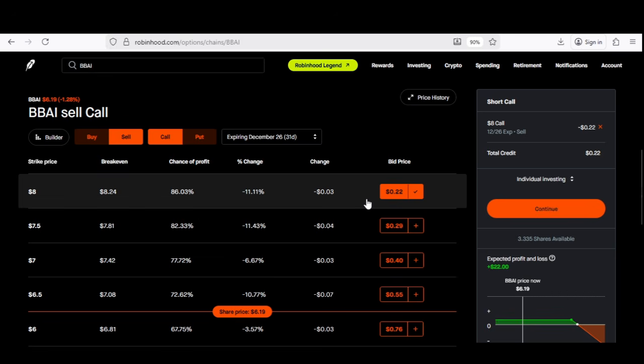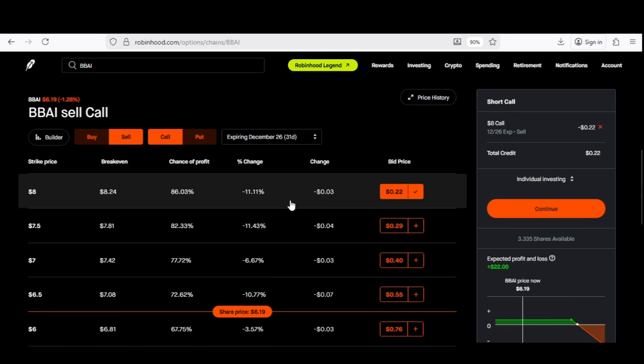Now, in order for you to continue doing this option strategy, what you need to happen is that come expiration date, you need this share price right here to stay below the strike price you chose, which is the $8 price right here. Once that happens, you just keep doing this option strategy again and again and keep generating consistent income.